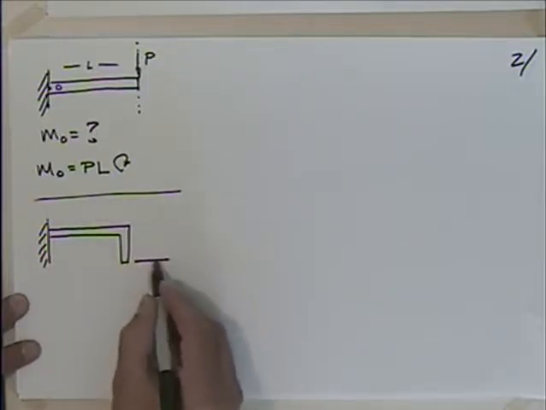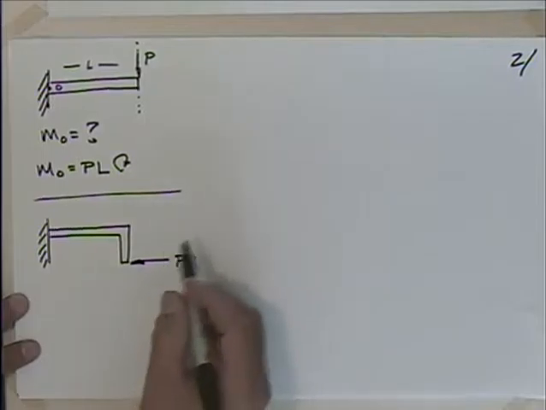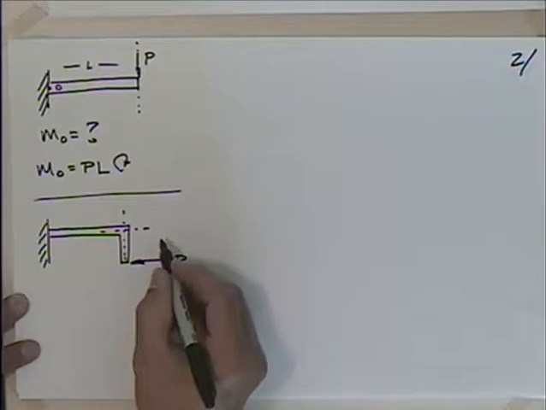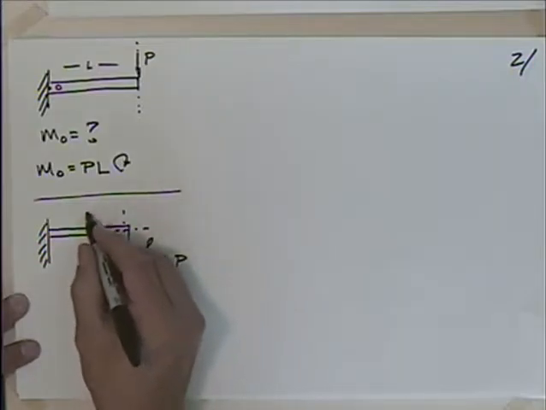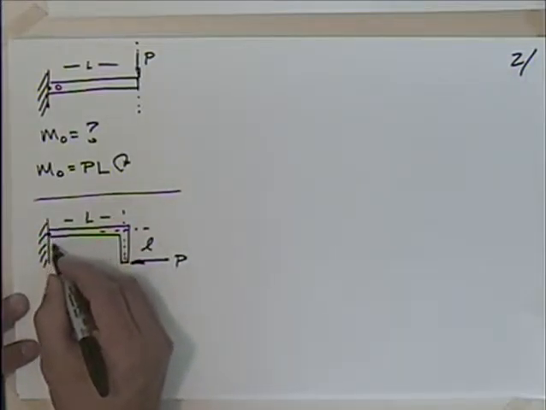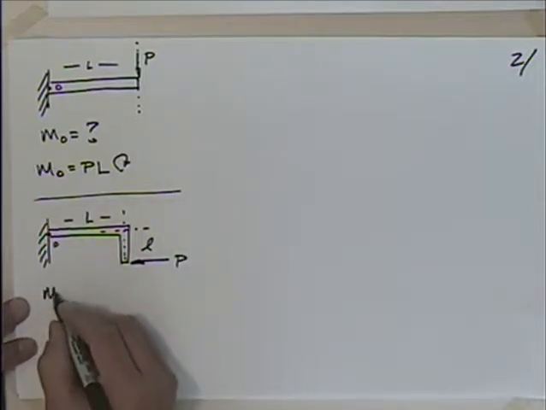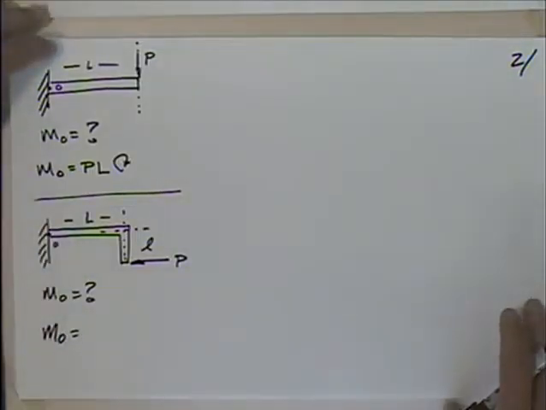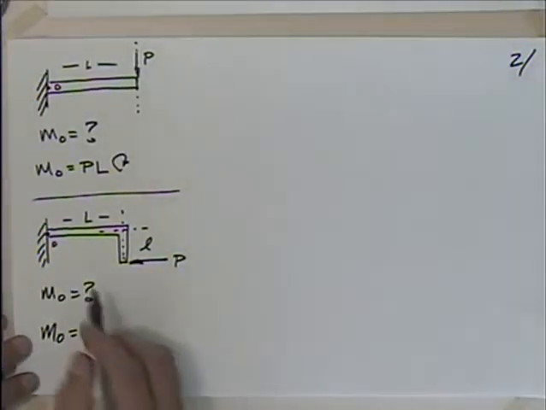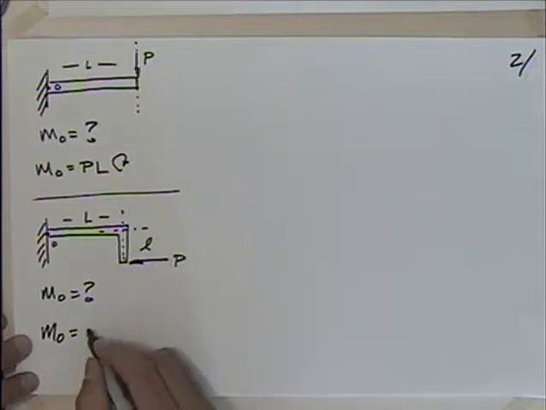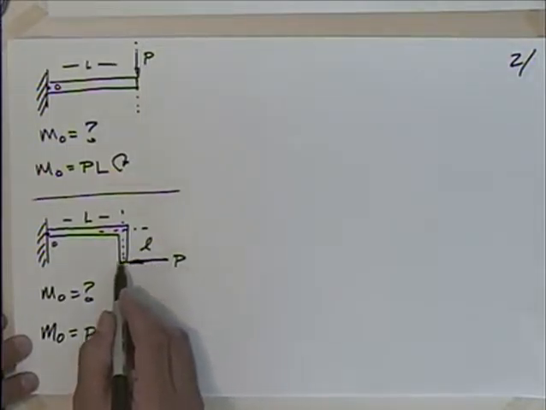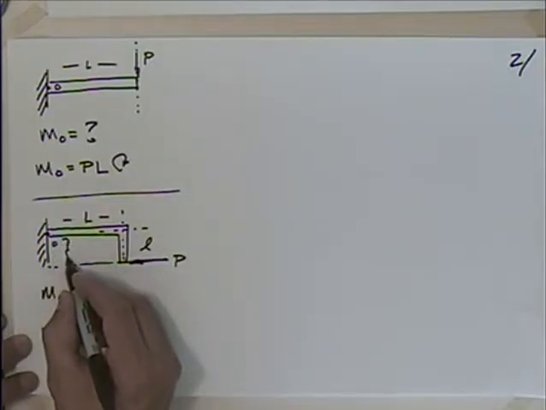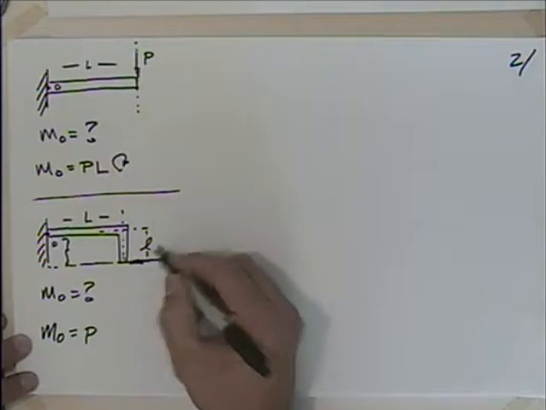We'll try something like this. There is a P, and let's say this is a lowercase l. There's uppercase L. We'll say that that is point O. So if I look at the moment about O here, I could say that that is equal to what? Well, I have the force, that's P, times what's its line of action? Its line of action is there. So if I look at the perpendicular distance between O and P, that is given as the distance L, isn't it?